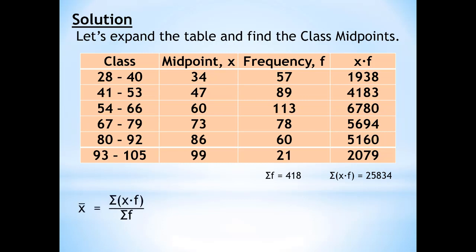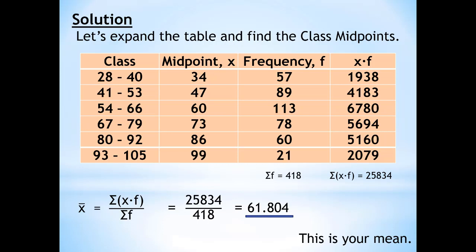X bar is going to equal the sum of x times f divided by the sum of f, which is 25,834 divided by 418, which is 61.804 when we round to 3 decimals. And so that is our mean. The mean here is 61.804. Remember that this 61.804 is just an approximation.